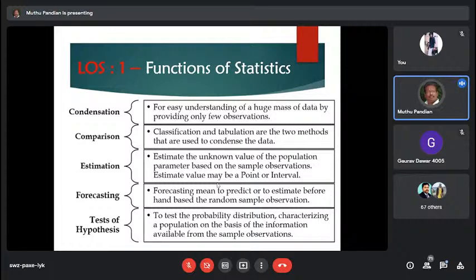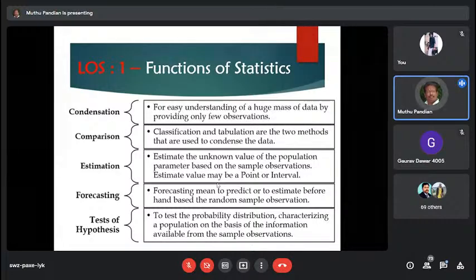Who has scored less than 40 marks? Who has scored 40 to 60 marks? Who has scored 60 to 80 marks? Who has scored above 80 marks? In that manner, I can condense it and report it, and it will give more information about you. That is the main function of statistics.